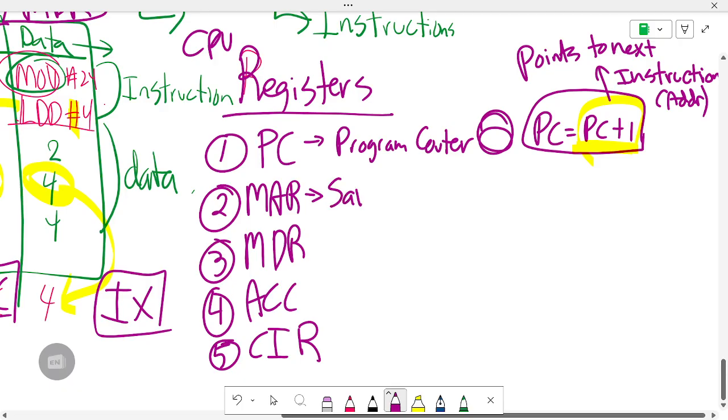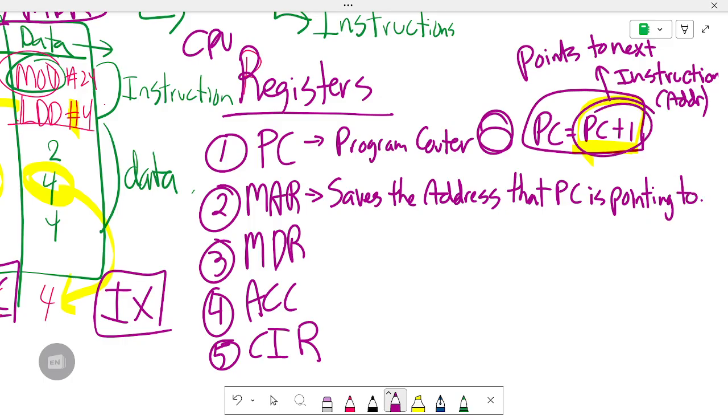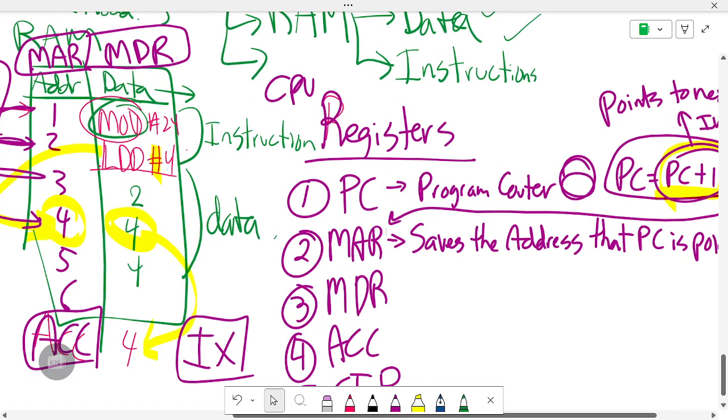It saves the address that the PC is pointing to. Okay? And so whatever this address is, it's going to be saved into the memory address register. Right or not right? So if I look at the code right here, I'm saving this into the memory address register, the MAR. I'm going to save it into the MAR.